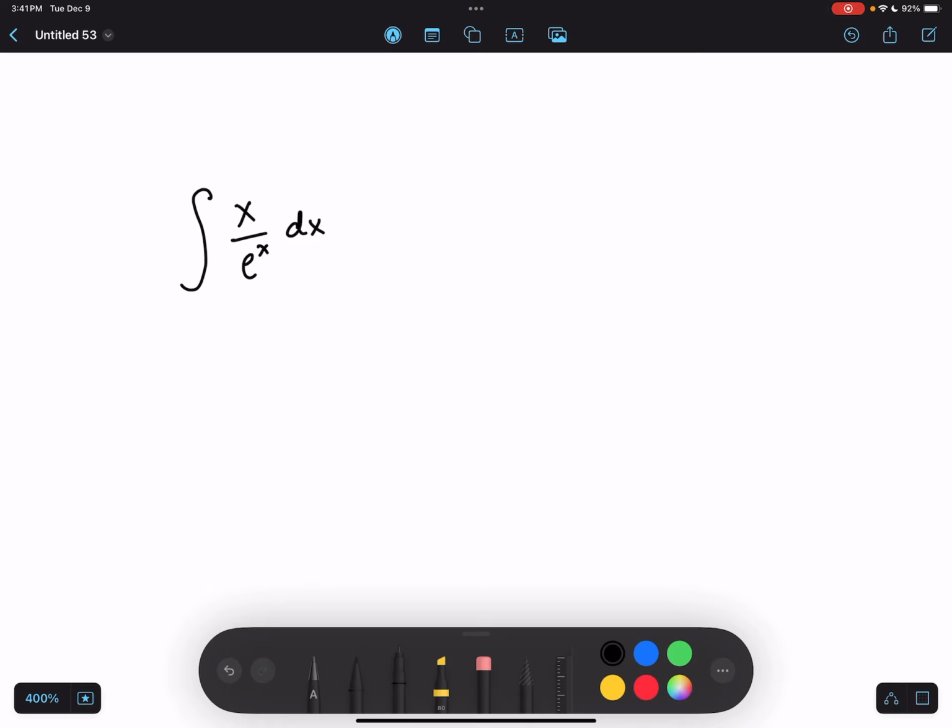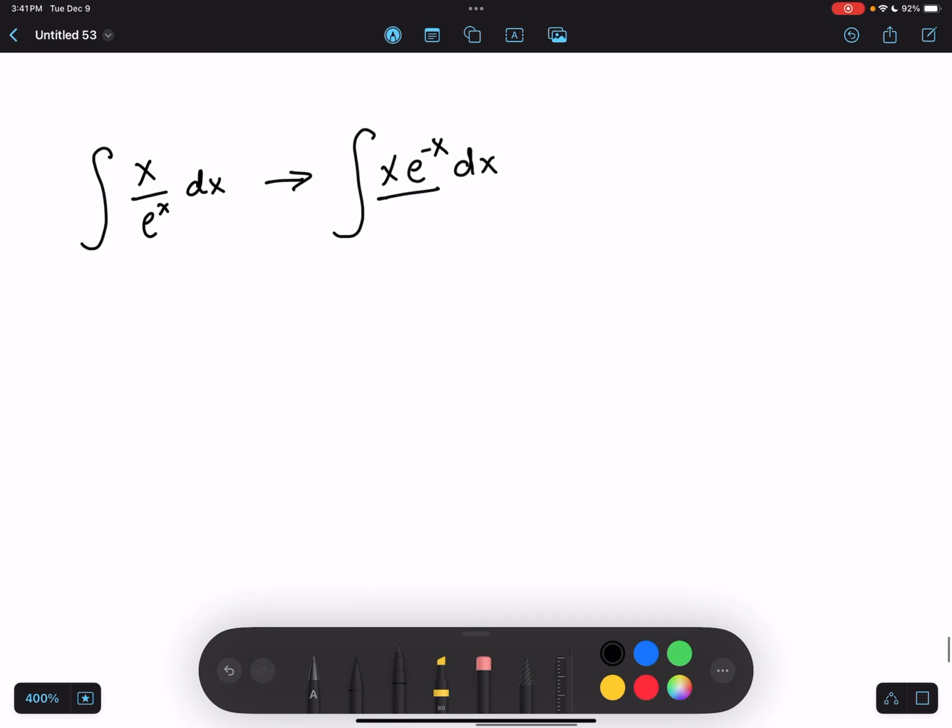Here we've got the integral of x over e to the x, and one important thing to note here is that this is easily rewritable as the integral of x e to the negative x. And once we've written it that way, it becomes a lot easier to recognize that this is an integration by parts problem. We have a product now.